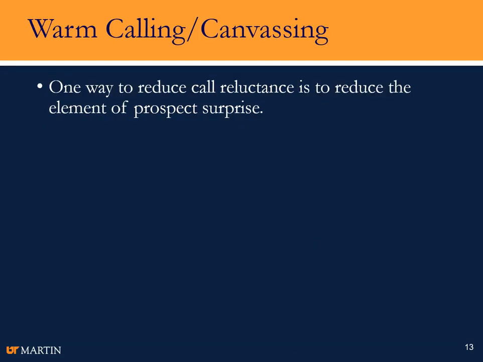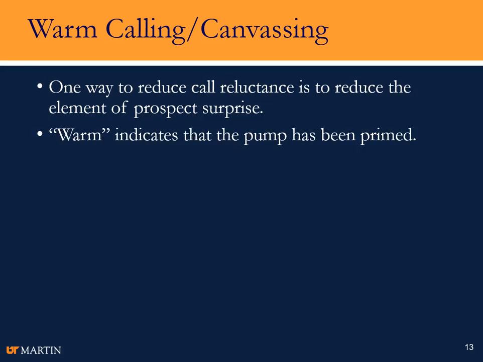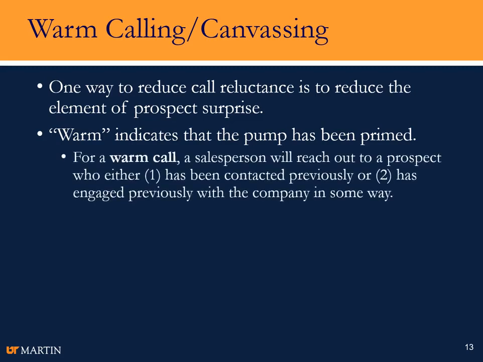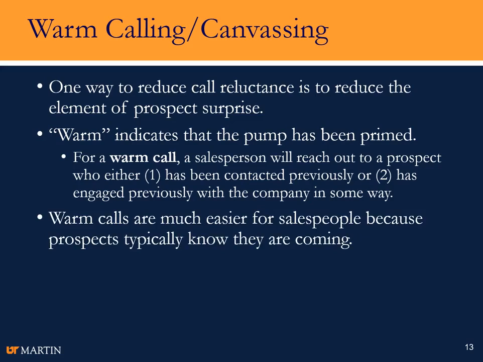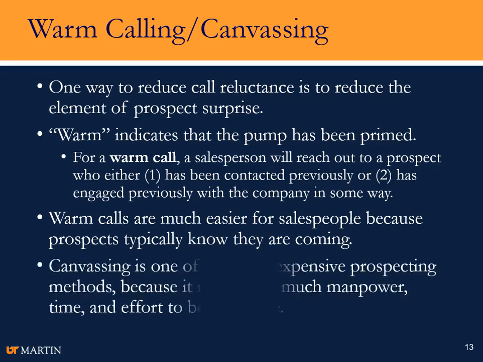There is a way to reduce call reluctance and reduce that element of surprise for the prospect, and that is to warn them ahead of time, to prime them. And I say warn with an N, but what you're doing is you're making it a warm with an M call, because the salesperson has let them know ahead of time or been contacted previously so that the buyer knows that the call is coming. Warm calls are a lot easier because prospects typically know they're coming, and they've typically given some indication that they want those calls to come.